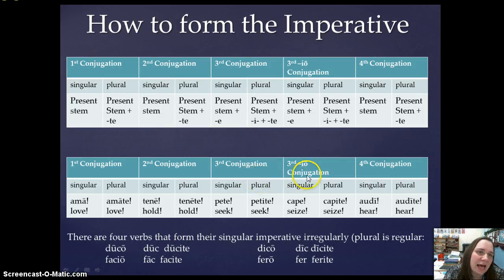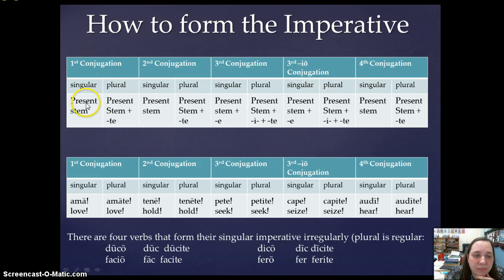So on this slide, I show you how to form the imperative for each of the conjugations, and then I give you an example. So you must write down both of these charts. I will be looking for them. I'll be looking for a lot of this information to make sure that you guys have it in your notes tomorrow, okay? I show you how to form the first conjugation, second, third IO, fourth, in the singular and plural.